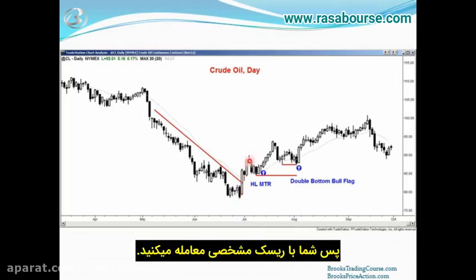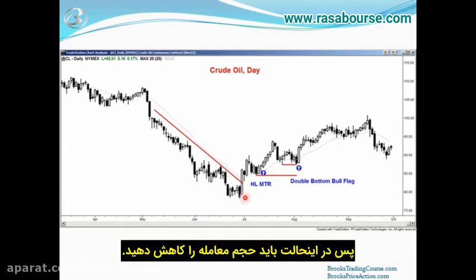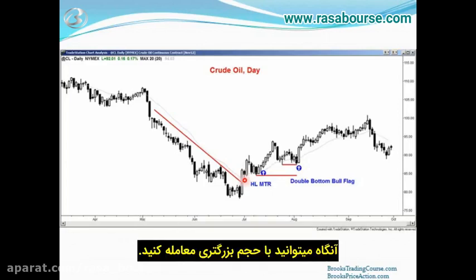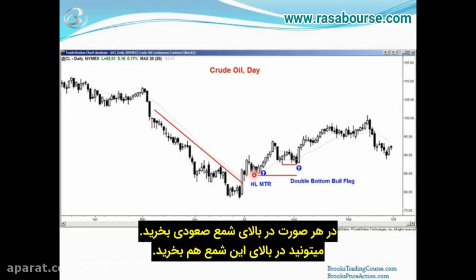So you're trading a certain risk, bigger stop than what you might customarily want. And when you do that, you have to use a smaller position size. If you used a tighter stop, like maybe below this bull bar or maybe below this pullback, you could trade a larger position size. In any case, I would be looking to buy above the high of a bull bar.